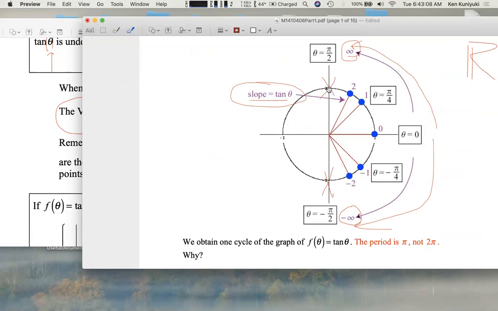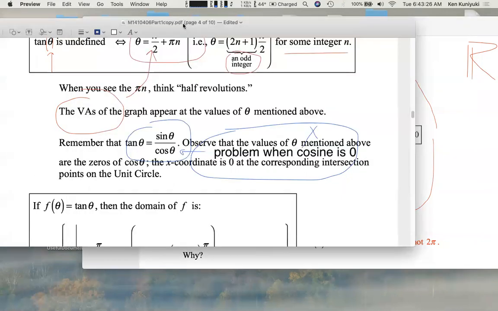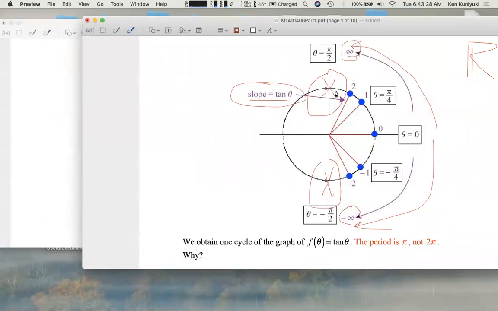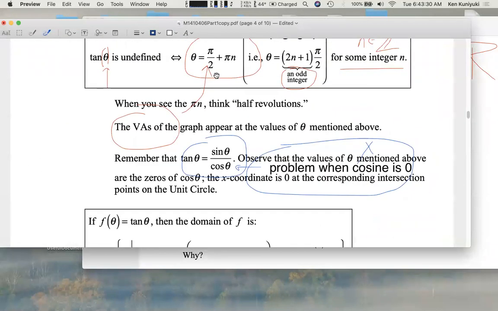So there are two ways of seeing why we're going to have problem angles at the North Pole and at the South Pole, because the slope is undefined over here for this vertical line, and also because the cosine value, the x-coordinate, is 0 at the North Pole and the South Pole. So those are two ways of seeing that we're going to have problem points at the North Pole and the South Pole corresponding to these angles. Now, if these are the angles for which tangent is undefined, what's the domain? Be careful.